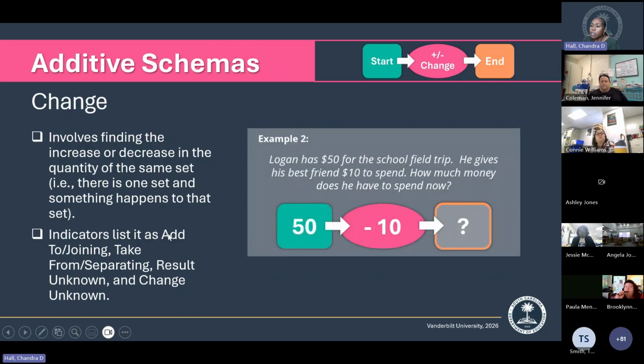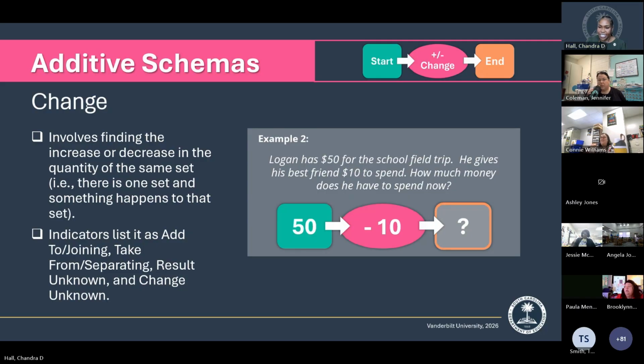Logan has $50 for the school field trip. He gives his best friend $10 to spend. How much money does he have to spend now? What do y'all think about this type? Part unknown.